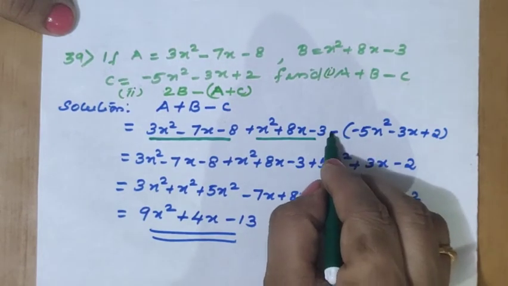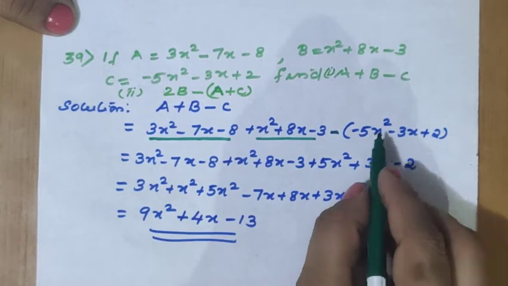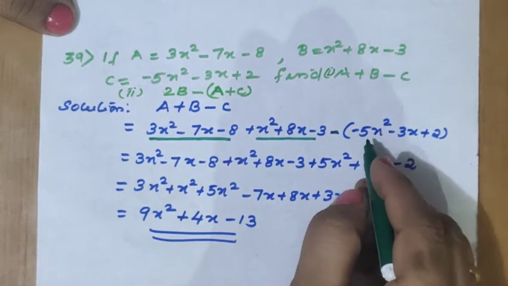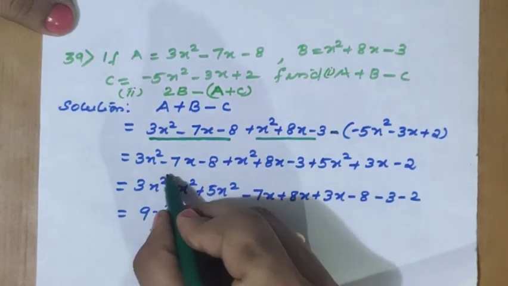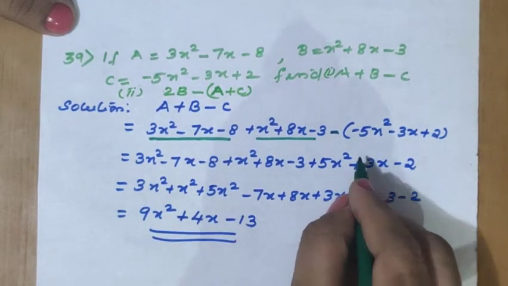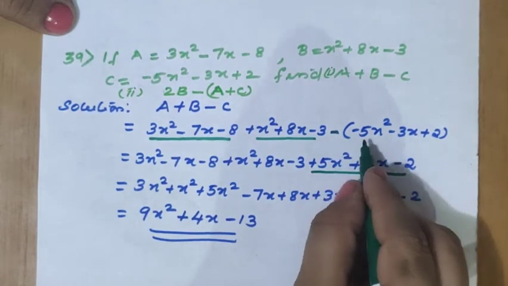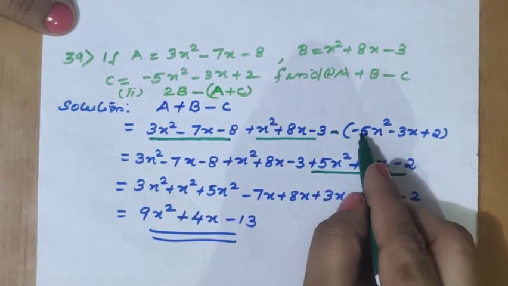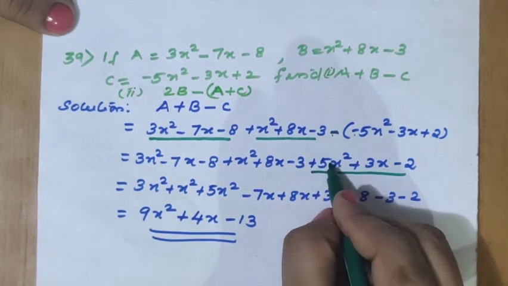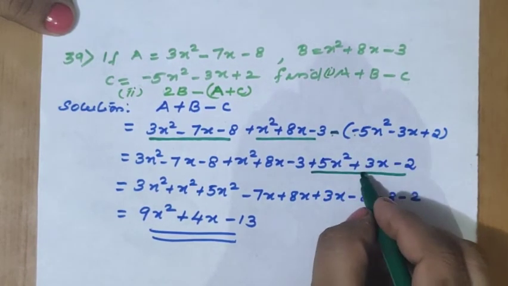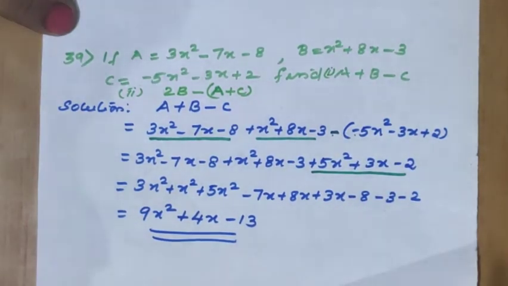Now minus C means we take the C expression and put a minus before it: minus (minus 5x square minus 3x plus 2). A plus B we continue the same. Now what happened to C? See the changes here. Since it is a minus, the opposite signs come. Minus 5x square becomes plus 5x square, because minus into minus is plus; minus 3x becomes plus 3x; and minus into plus 2 is minus 2.